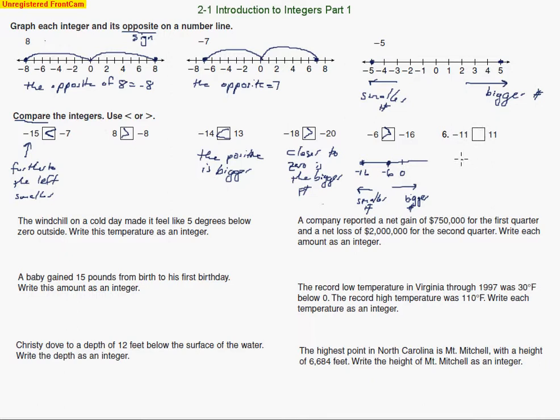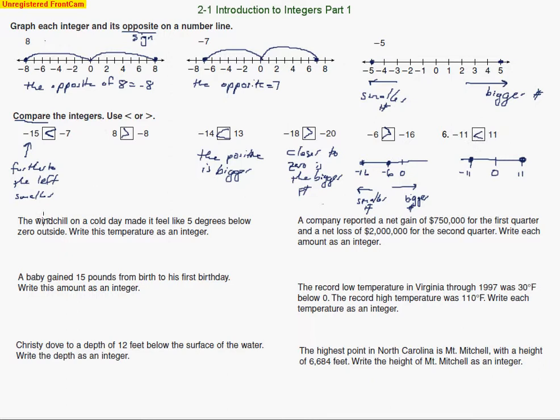Here, I'll just sketch this one out for you. Here's 0. Let's say this is negative 11, and this is positive 11. The bigger one is the one further to the right. So 11 is bigger than negative 11. That's why it opens towards 11.